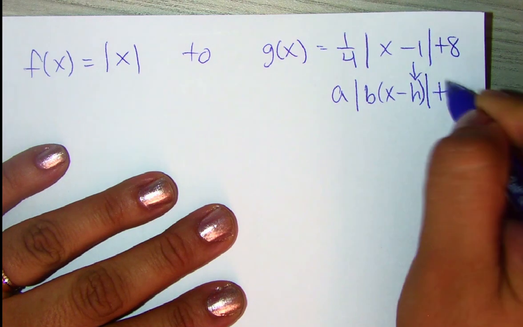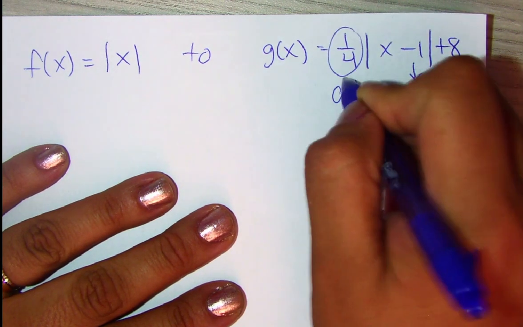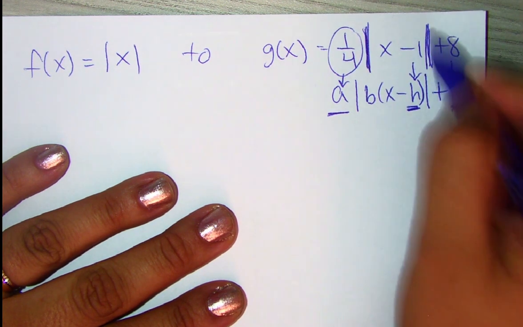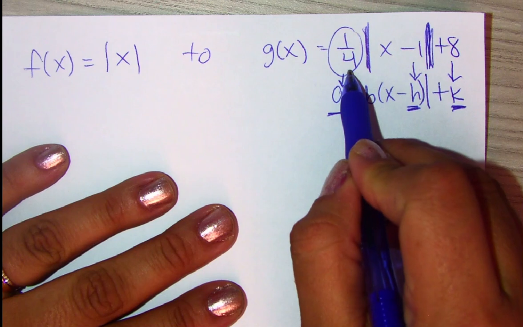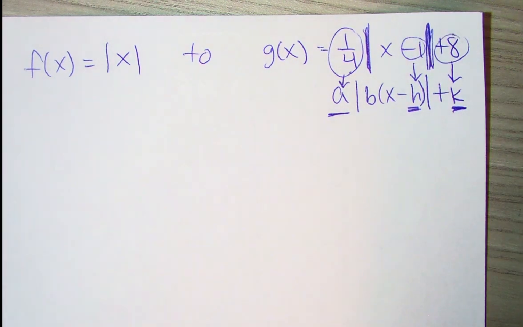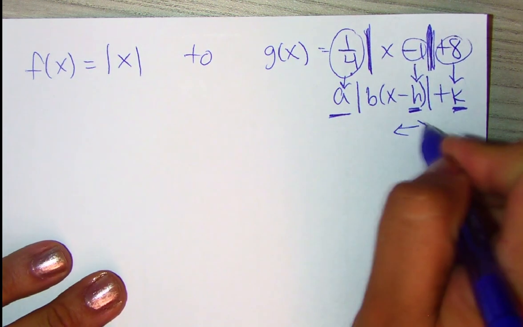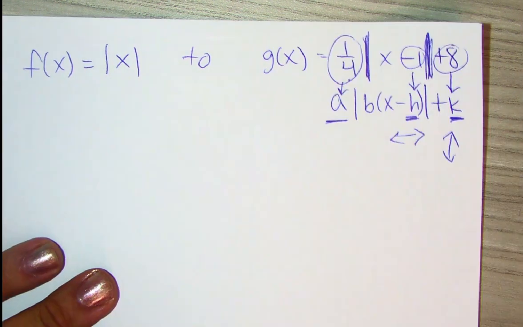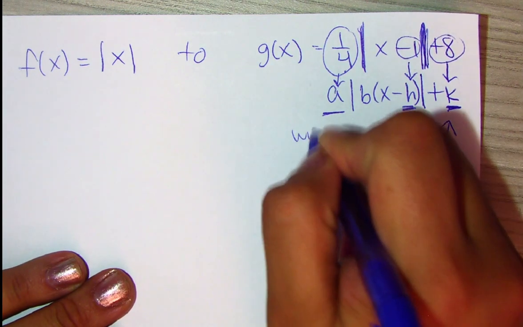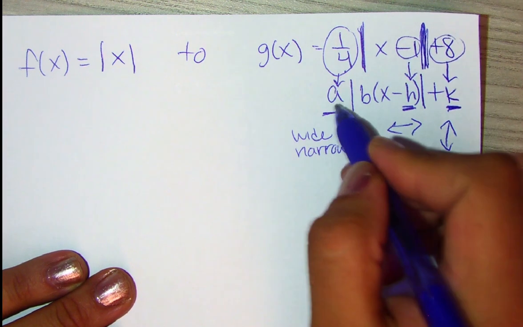Definitely the 1 affected the h value, the 8 affected the k value, and the 1/4 is the a value because it's on the outside of the absolute value. So you just have to talk about what that 1/4 did, what the -1 did, what the 8 did. So we can graph and see what happened and then just remember that h and k are your shifting left and right and up and down. A is the one that affects how wide or narrow it becomes, but you have to describe a value vertically.